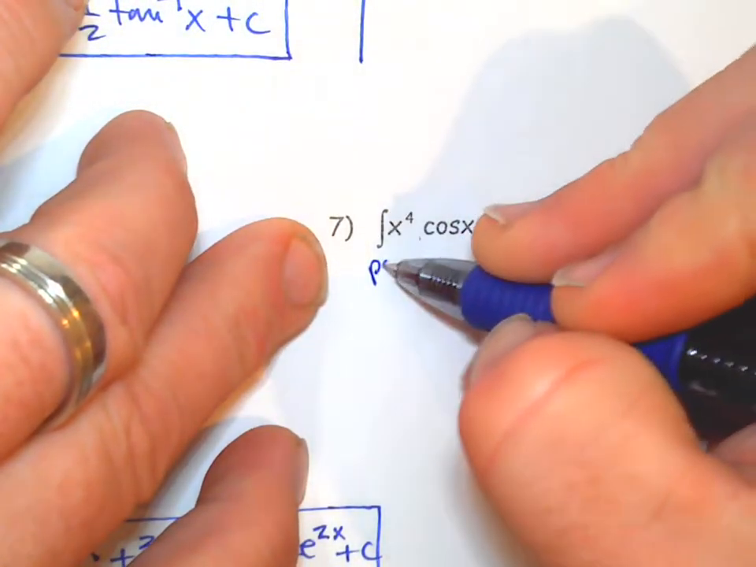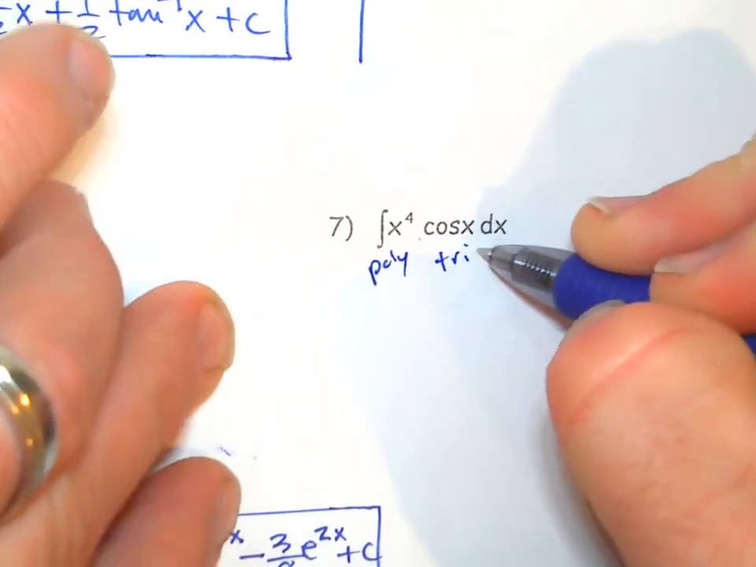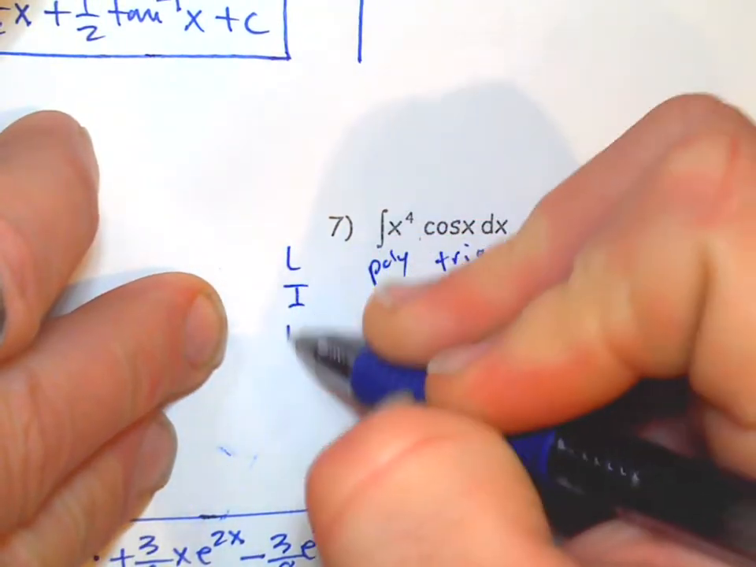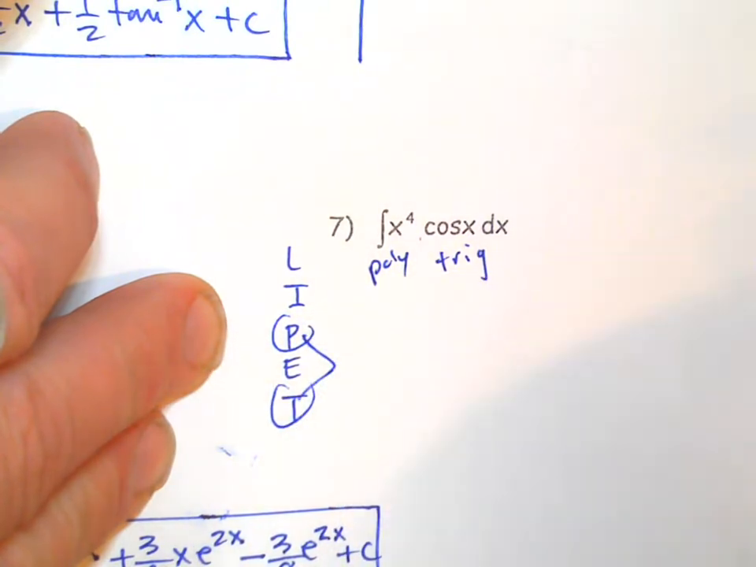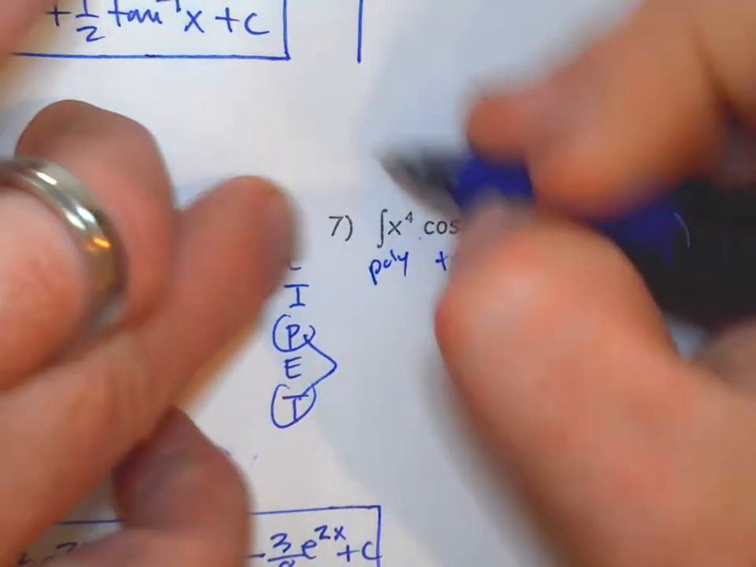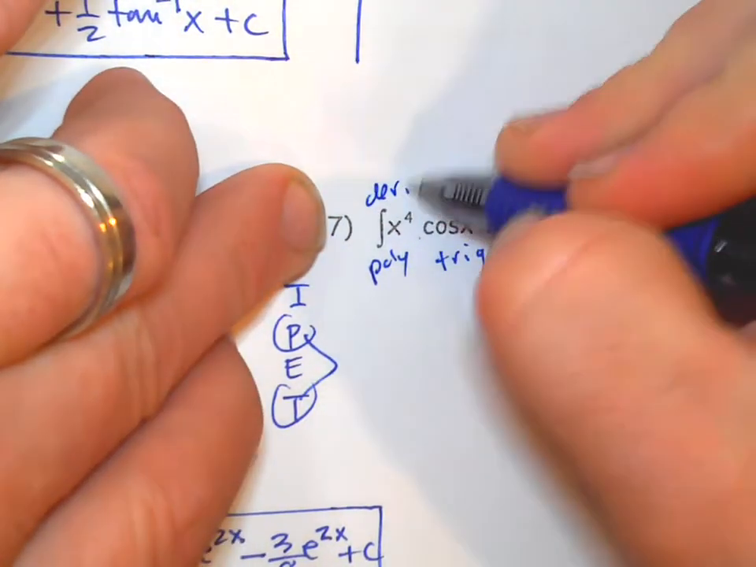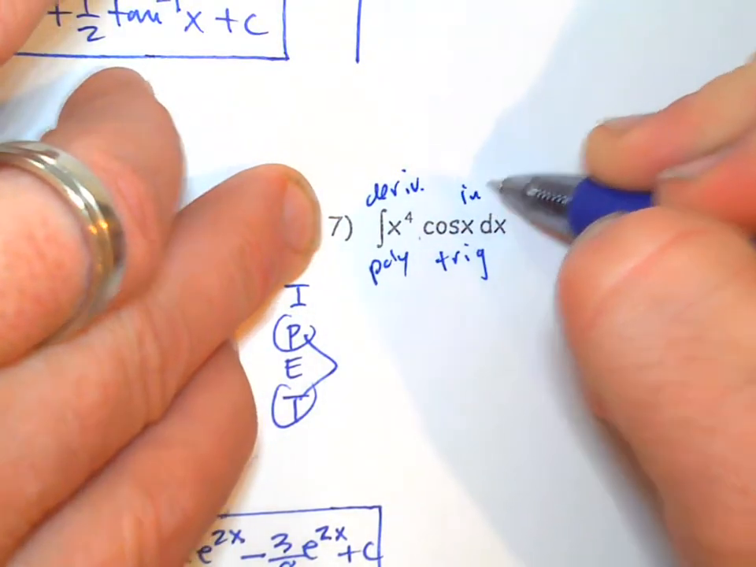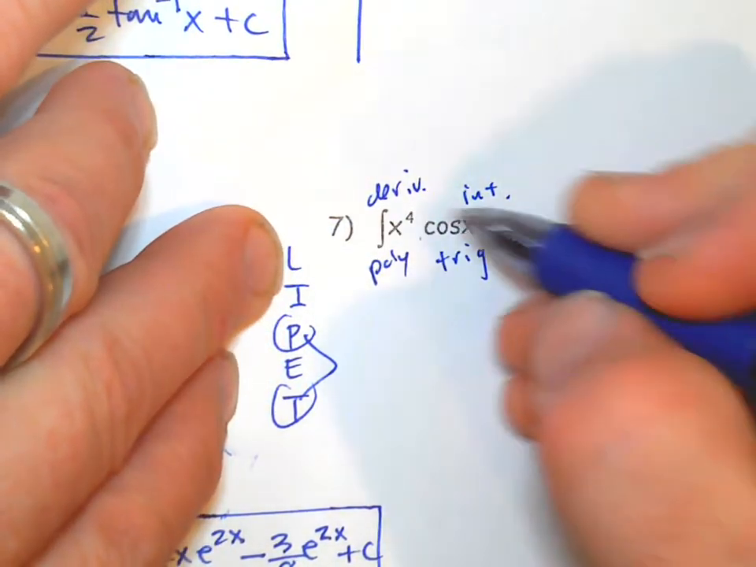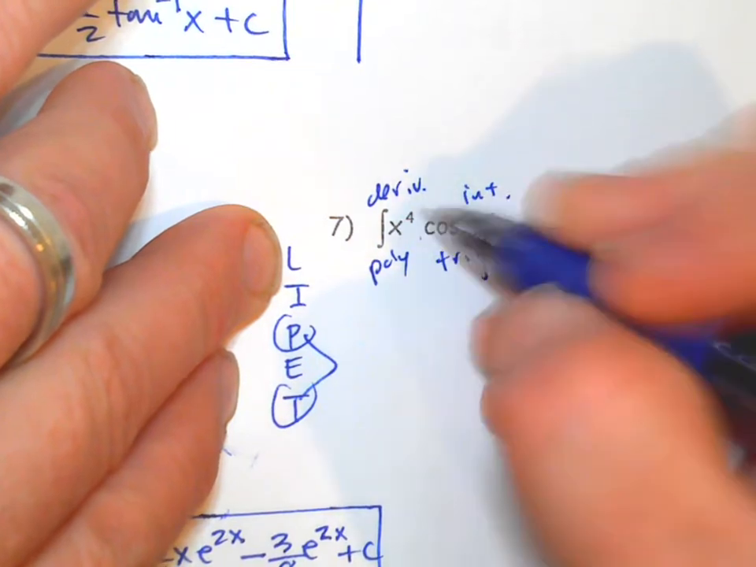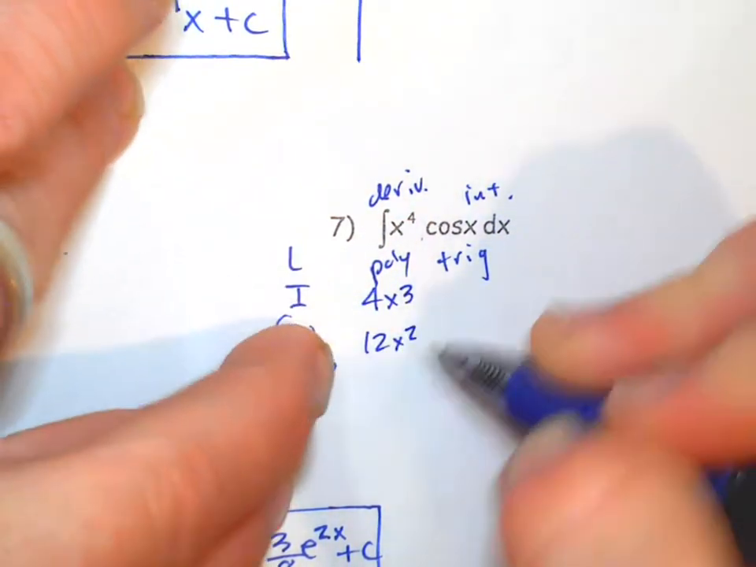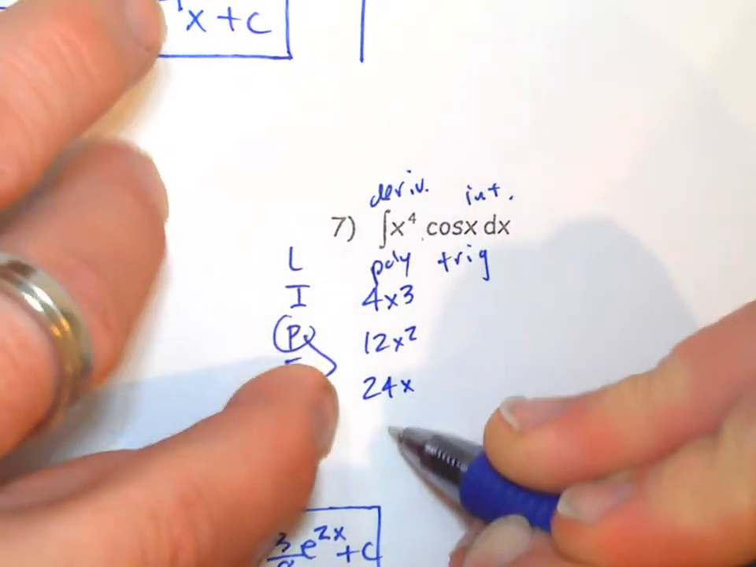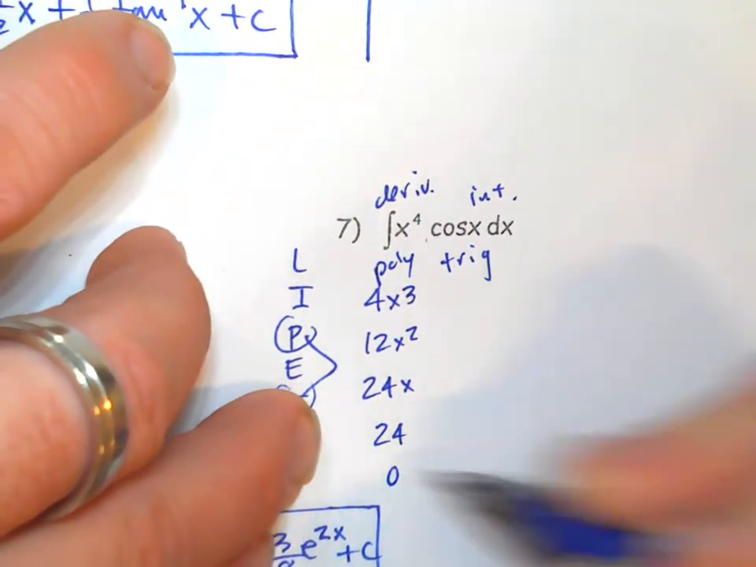We have Polytrig. LIPET. Polytrig, shortcut. Like Polyexpo, with Polytrig you take the derivative of this one, and that's how you're going to integrate. It's not always whatever's first. This is the thing that, if you take the derivative, should go to 0: 4x cubed, 12x squared, 24x, 24, 0.